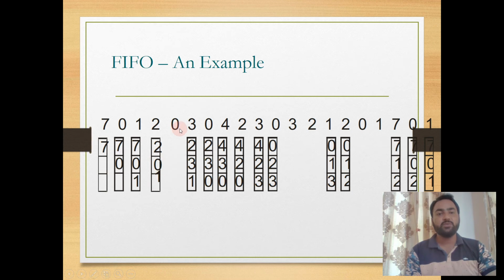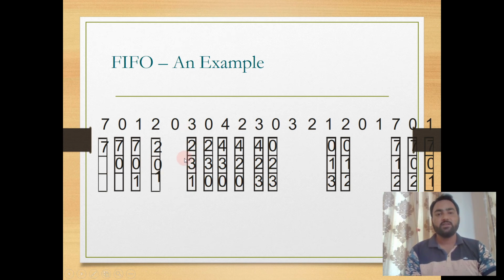Then comes 0. We will check 0 is already available in the frame set, so we will not replace the page as it is already available in physical memory. Then page number 3 is required. We will check that page 3 is not available in the frame set, so we will need to do replacement. Then we will check which page from page number 2, 0 and 1 in the frame set came first, and we will find that page number 0 arrived first, so it will be replaced by the page number 3.